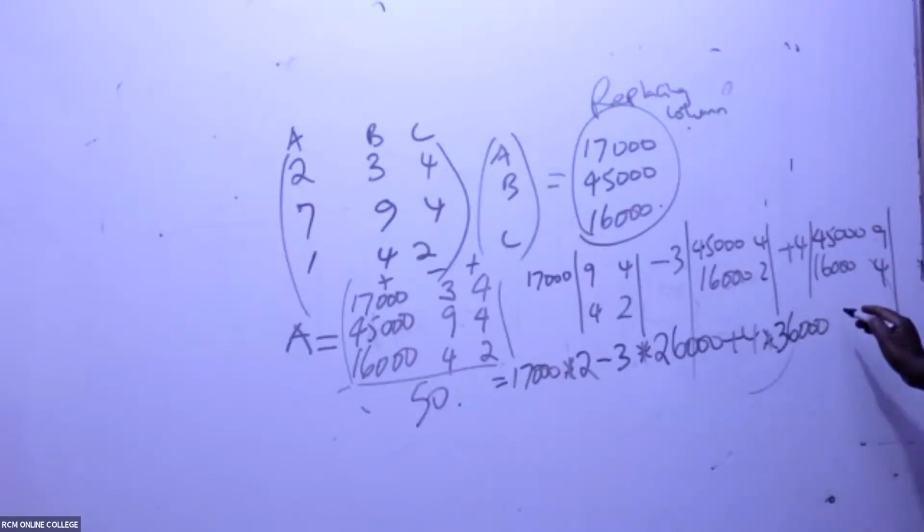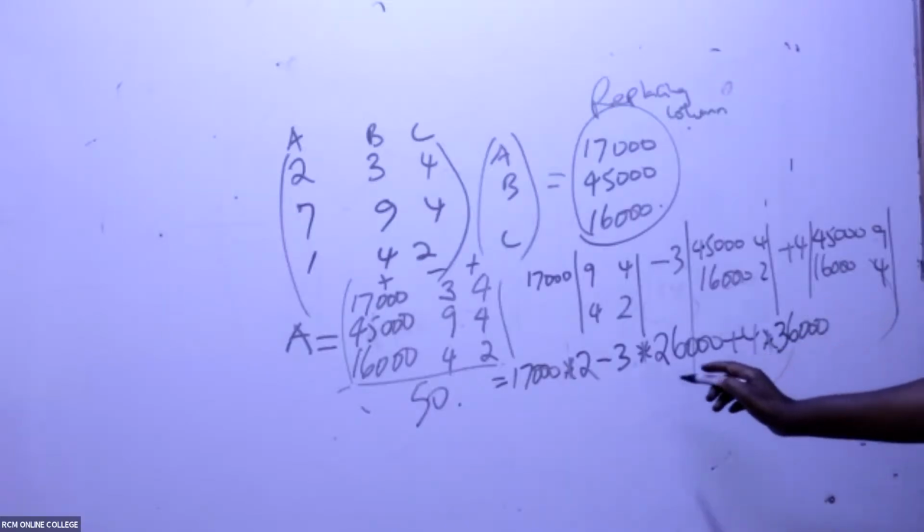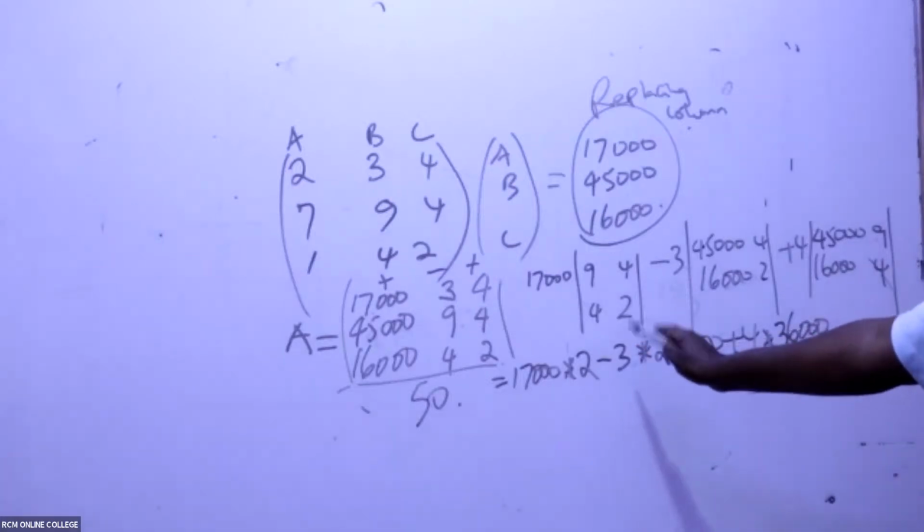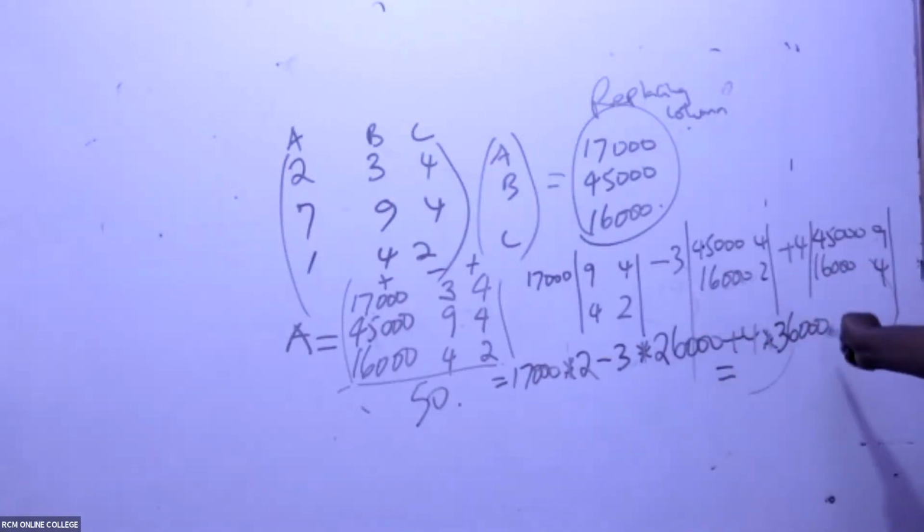So then are you able to give me the final answer now? The final answer, please take this times 2 minus 3 times this plus 4 times that. 17,000 times 2 minus 3 times 26,000 plus 4 times 36,000. Give me an answer. I'm being given there, although I need some confirmations, a figure of 100,000.